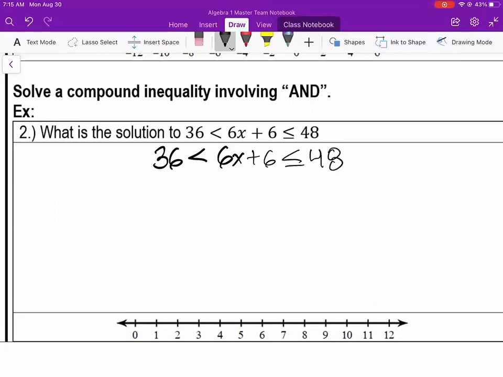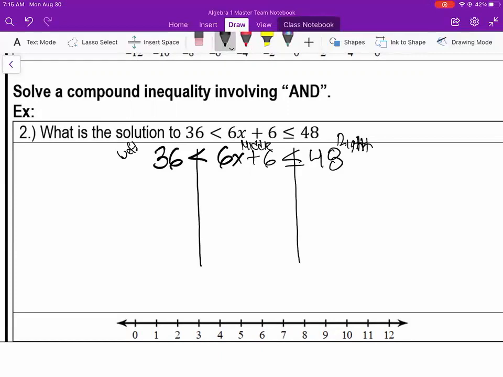So as you can see, now we have two inequality symbols. That's going to make a difference. So we don't have a left and right side anymore. We actually have three sides. We have the left, we have the middle, and we have the right side. Which means that when we move things around, we have to do it to all the three sides. Okay, let me explain what I mean.